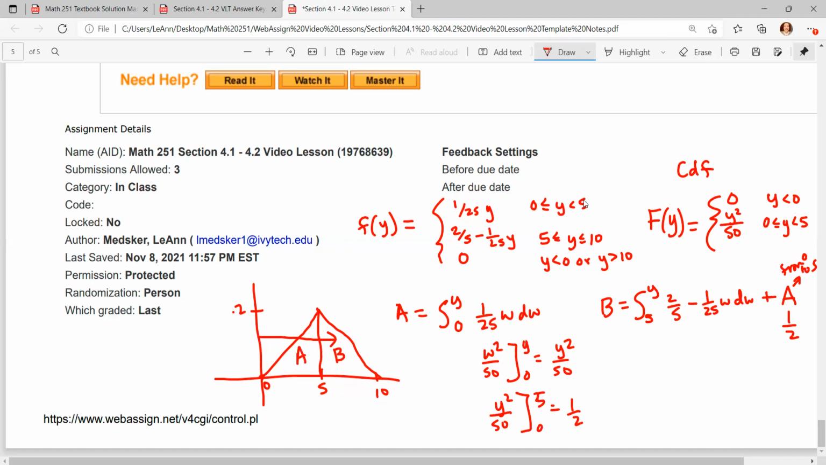So then let's work this part out, and go ahead and integrate that. So that's going to be 2/5 y, or excuse me, w. We are going to plug in y in just a second. Minus w squared over 25 or 50. Sorry about that. And that's going to go from 5 to y plus this 1/2 at the end.